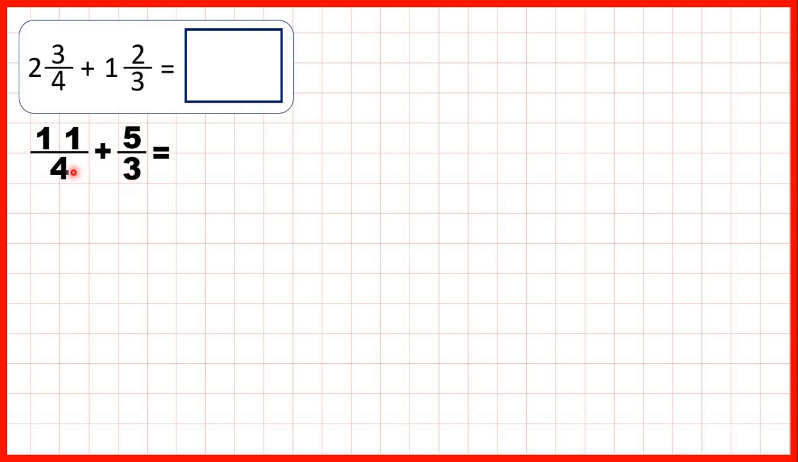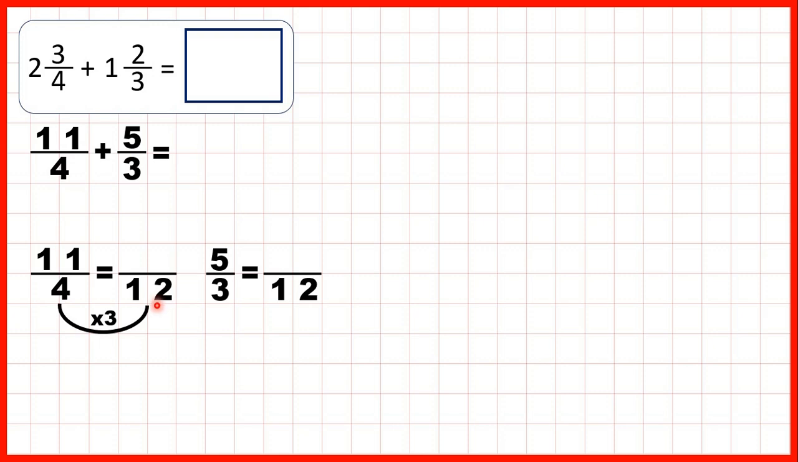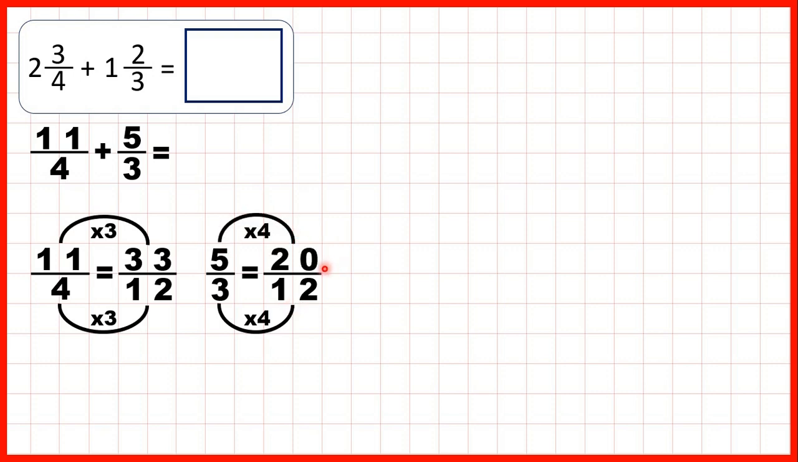But we need a common denominator to be able to add fractions. The lowest common multiple of 4 and 3 is 12, so we can find equivalent fractions to 11/4 and to 5/3, which both have a denominator of 12. 4 times 3 is 12, 11 times 3 is 33, 3 times 4 is 12, and 5 times 4 is 20.